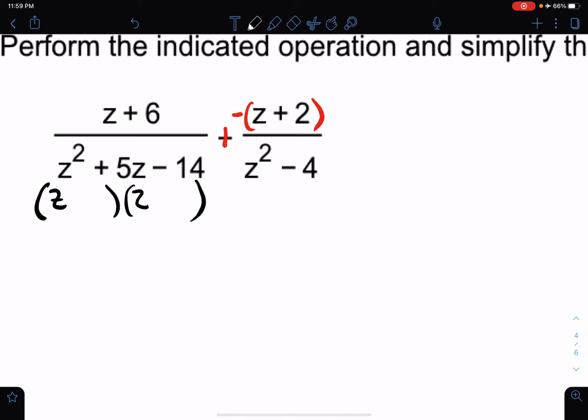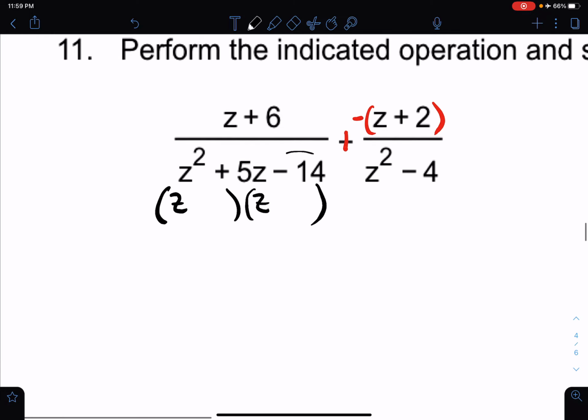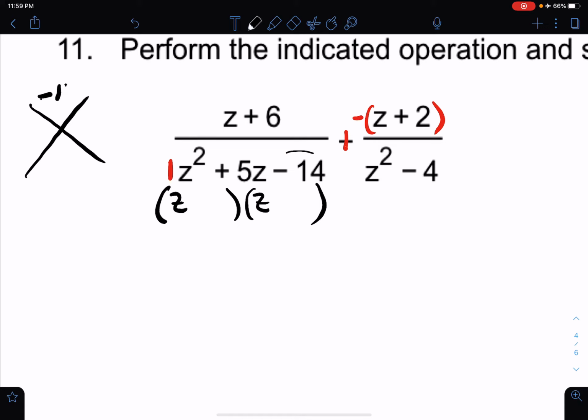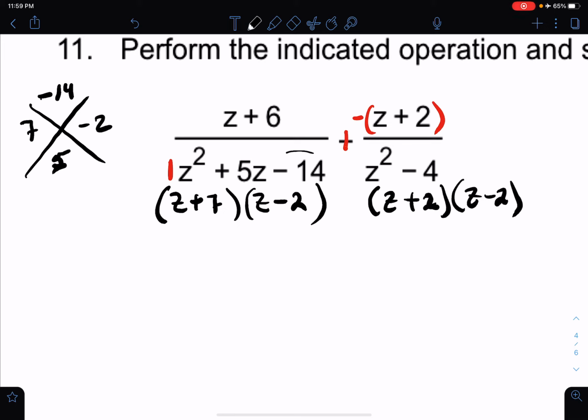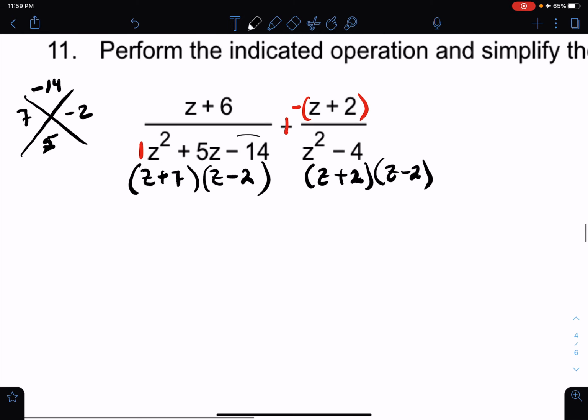What multiplies to negative 14 and will add to 5? By the way, we're very happy to see a 1 there, so it's going to go fast. How about a positive 7 and a negative 2? That adds to 5 and it multiplies to negative 14. So z plus 7, z minus 2. And there we go, a nice difference of two perfect squares again. So we like to see that. Therefore, this is just going to be z plus 2 times z minus 2. Okay, I think we can find our LCD.